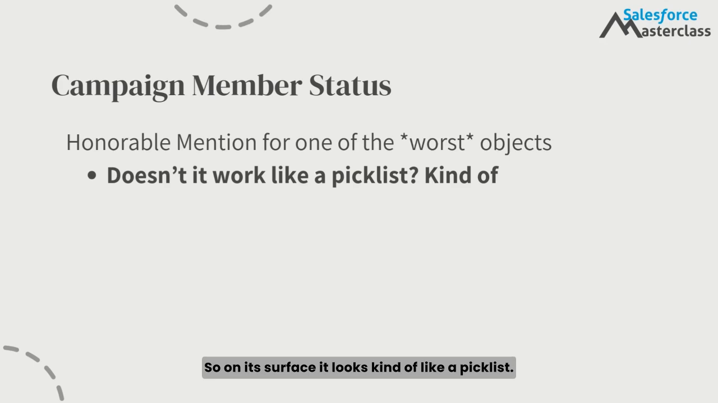So, on its surface, it looks kind of like a pick list. You go into the campaign, you see that sent and responded are the two native status values that are added anytime you create a new campaign, and you can pretty easily edit those unless you've already added a member. We're going to get to the timing piece. So for now, does it look like a pick list? Kind of. Does it work like a pick list?